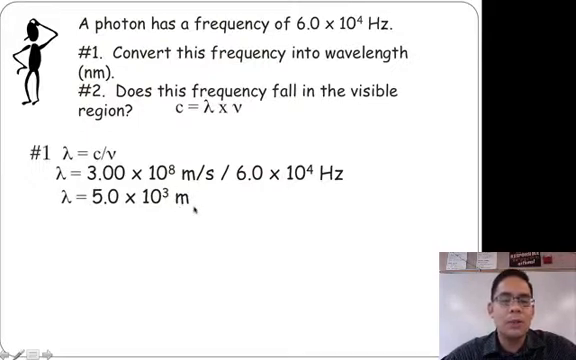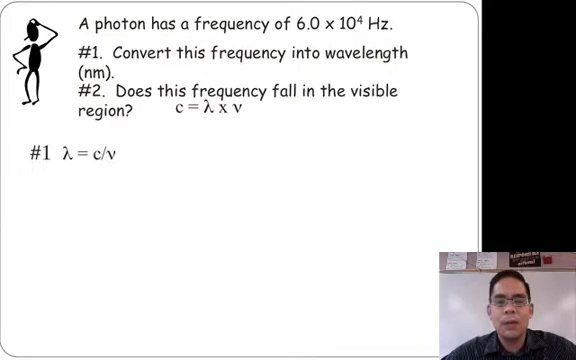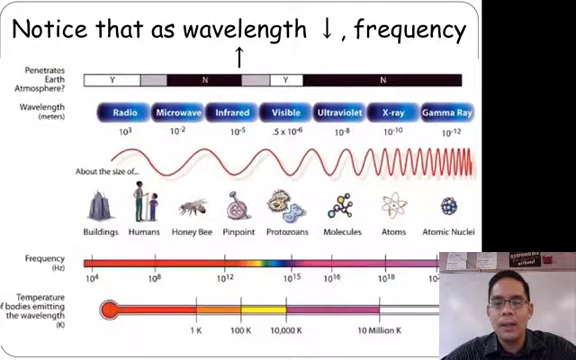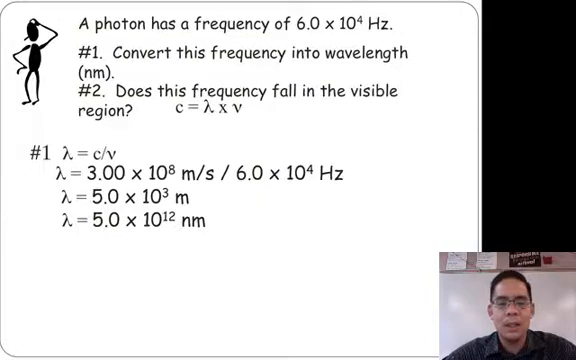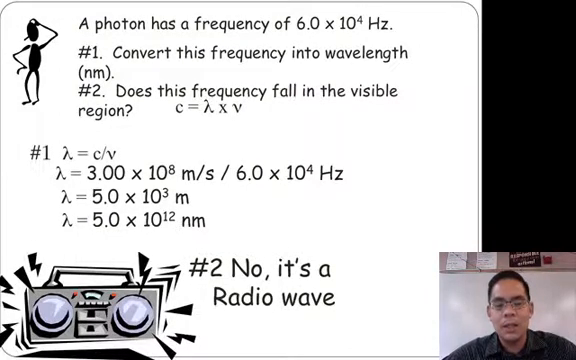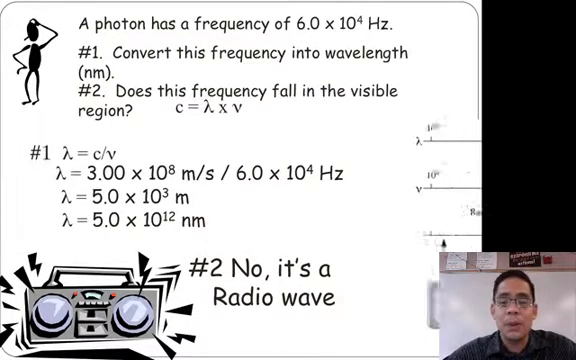When you look at which region this falls into, you have to go back a few slides. Going back, you can see 10 to the 3rd is right here. It's a radio wave. And so a wavelength of 10 to the 3rd meters, when you convert it, turns out to be 10 to the 12 nanometers. It is a radio wave.